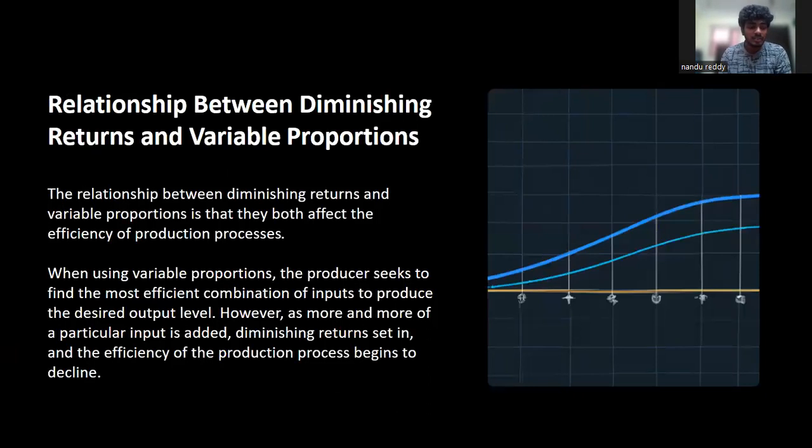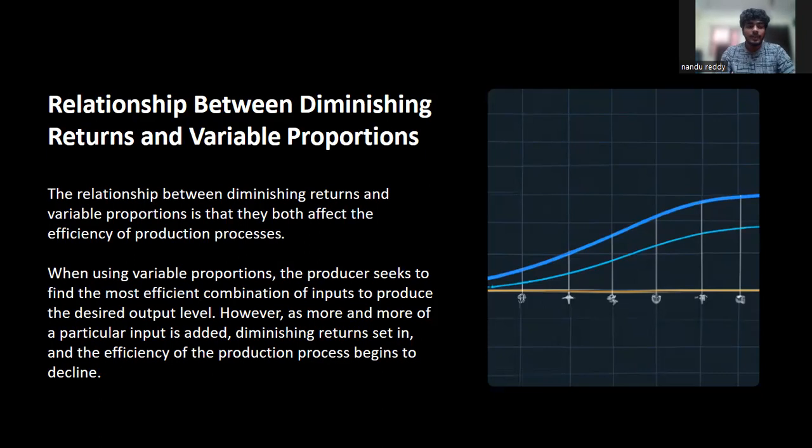Relationship between diminishing returns and variable proportions. The relation between diminishing returns and variable proportions is that they both affect the efficiency of the production process. When using variable proportions, the producer seeks to find the most efficient combination of inputs to produce the desired output level. However, as more and more of a particular input is added, diminishing returns set in, and the efficiency of the production process begins to decline.